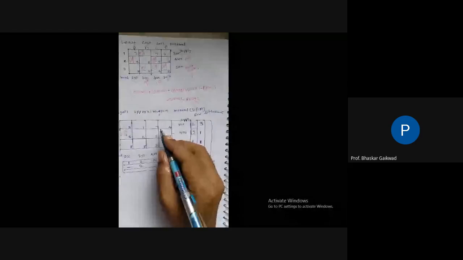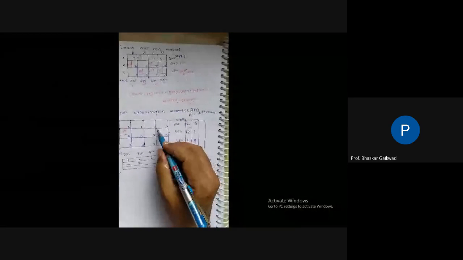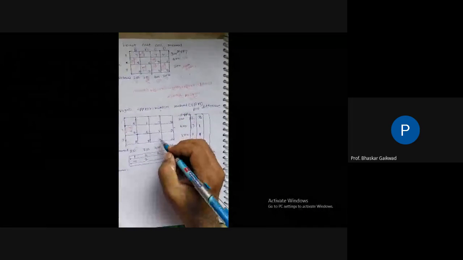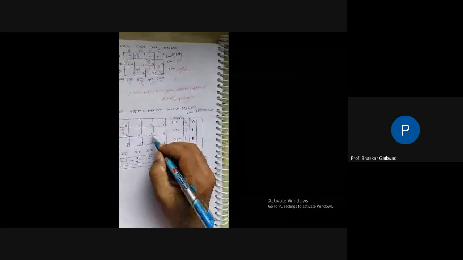This is the choice. This is 7, this is 5, this is 3. So the minimum is 3 and the next minimum is 5. So 5 minus 3, 2.